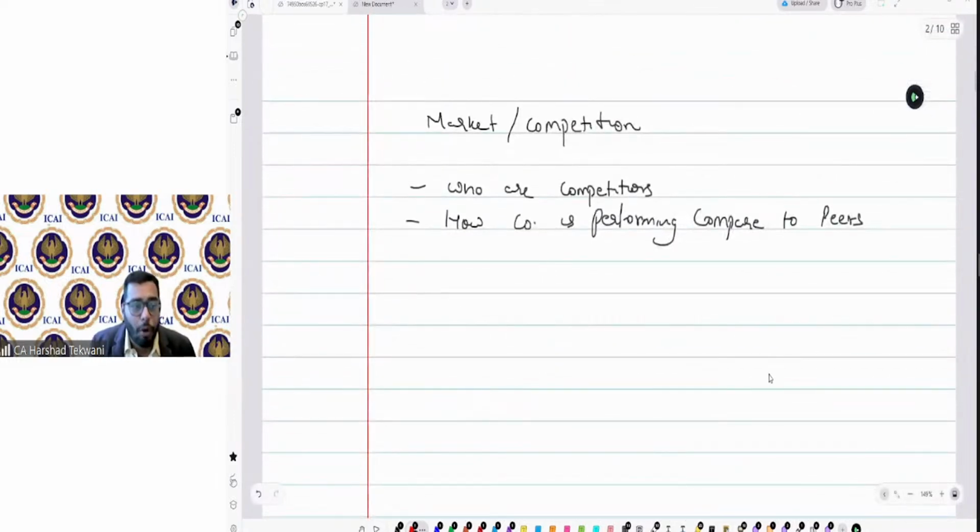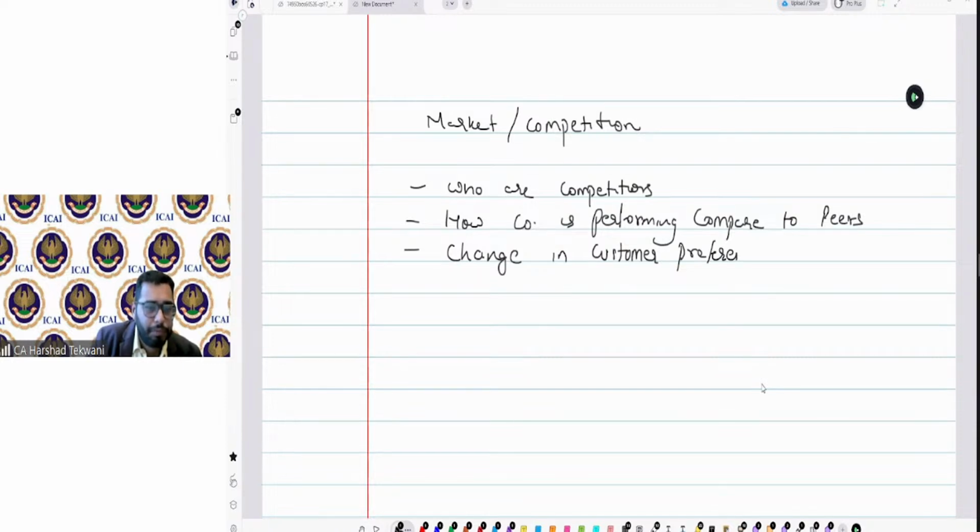Like who are the competitors? How is the company performing compared to peers? Like there's a change in the market trend, a change in consumer or customer preference. How many of you have noticed that nowadays a lot of car companies are focusing on SUVs rather than sedans? How many of you noticed that? That more SUVs are being produced compared to sedan cars.